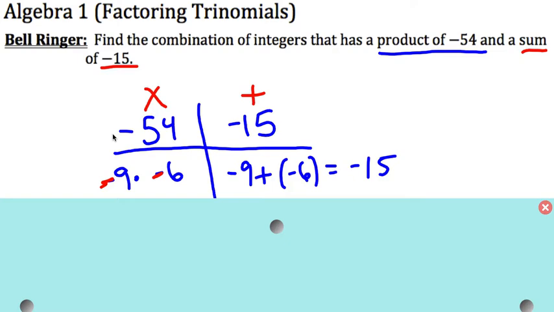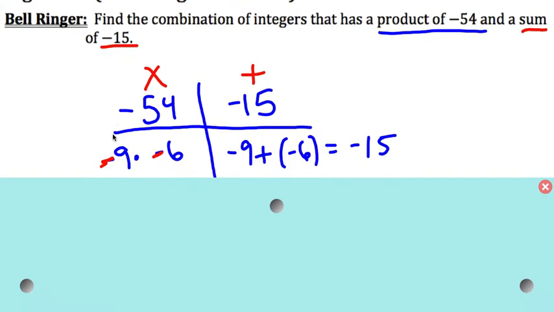Now, when we're doing these notes today, it's the same process that we did yesterday in the 3A Part 1 notes. The only difference here is that we will now have a negative number, which means one positive and one negative, right? So we can't just switch this and say, well, 9 times negative 6, right? That'll give us the negative 54, but it will no longer add to be a negative 15. That will be a positive 3 or a negative 3, depending on where our negative is.